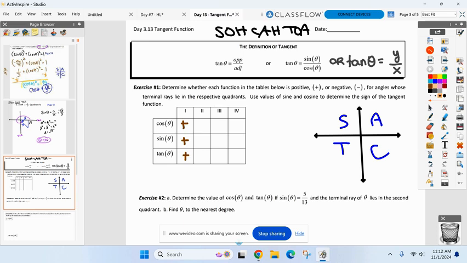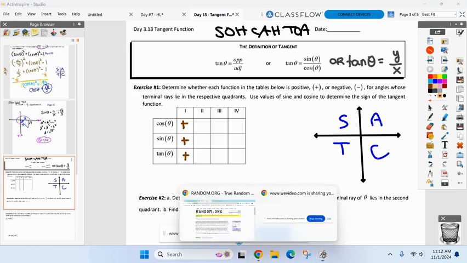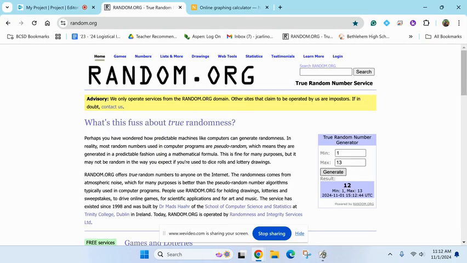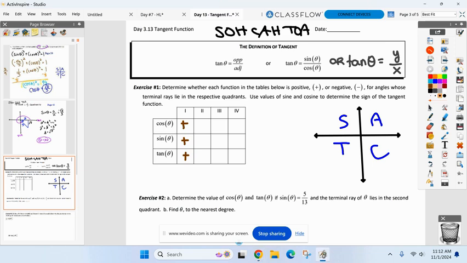Ready to go, everyone? Ready for the second quadrant? Just this is positive. The rest is negative. Cosine in the second? Negative. Sine? Positive. Tangent? Negative. There you go. Only sine is positive.